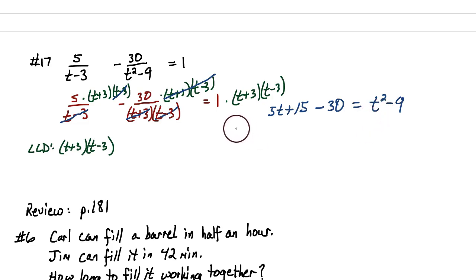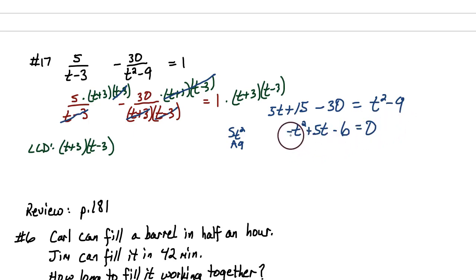Let's create a 0 on the right side of this problem by subtracting the t squared and adding the 9. That makes negative t squared plus 5t, and then 15 minus 30 was negative 15 already on this side, and then when we add 9 to it, we get negative 6. And that's equal to 0.